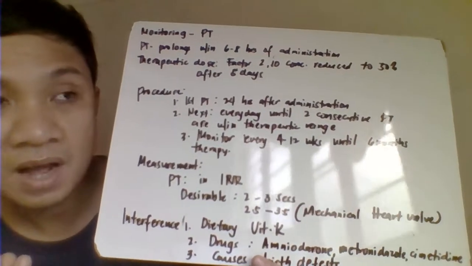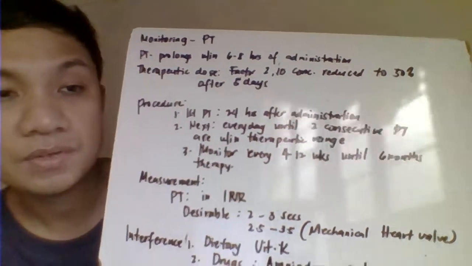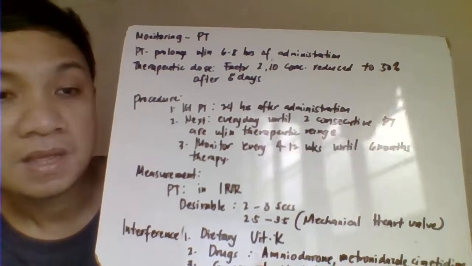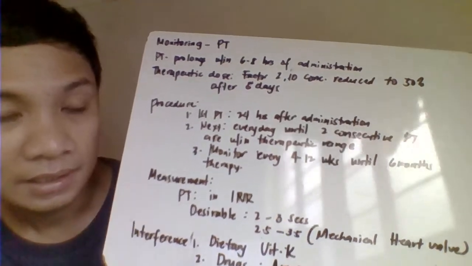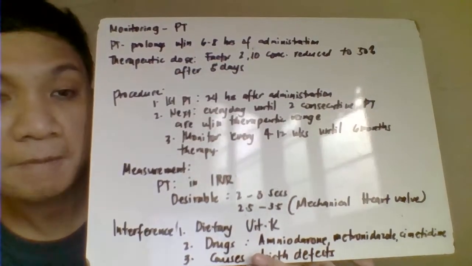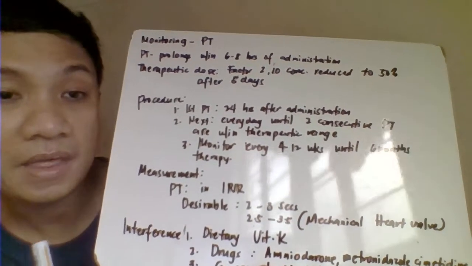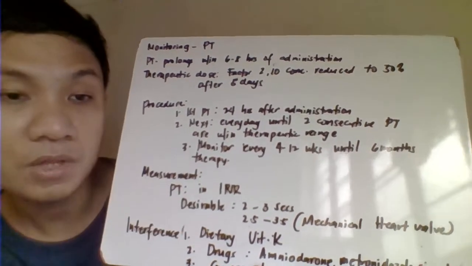Okay, first, we give the Coumadin to the patient. And after 24 hours, you extract the blood and perform the prothrombin time in order for you to check the clotting time of the patient. After that, you monitor the prothrombin time every day until you reach the therapeutic dose, meaning 2 consecutive PT results within the therapeutic dose.